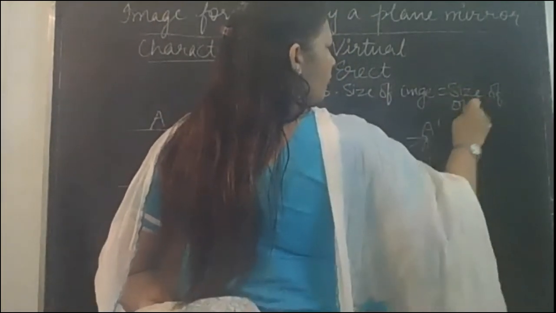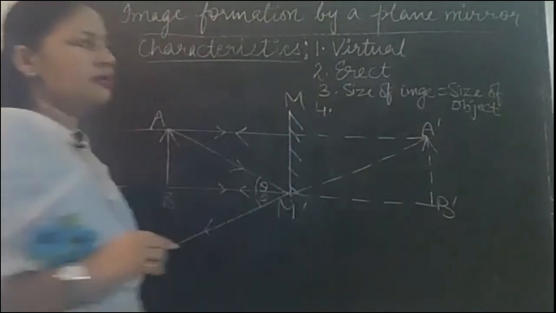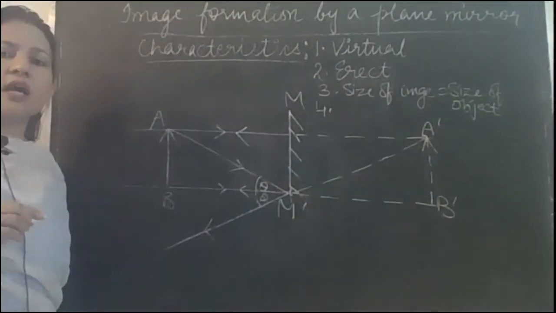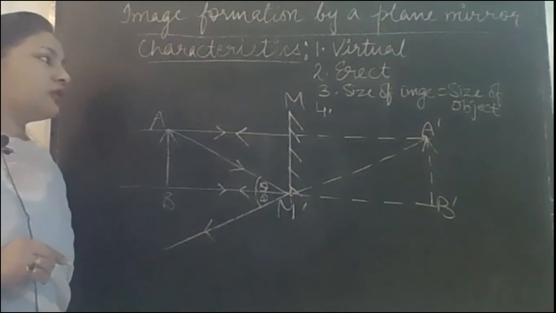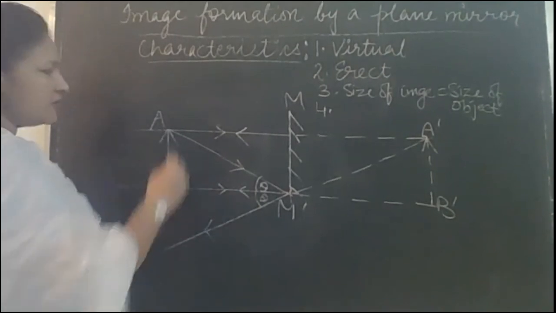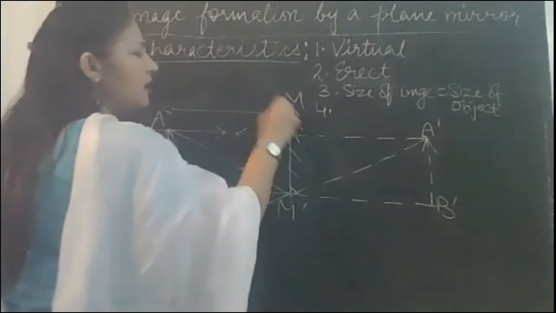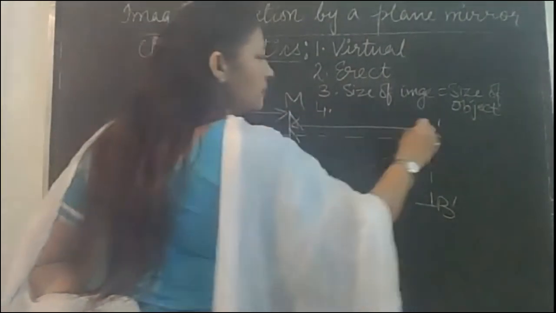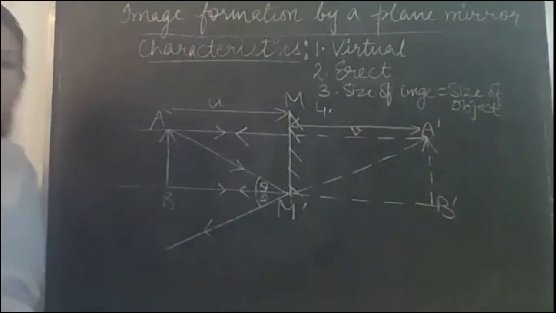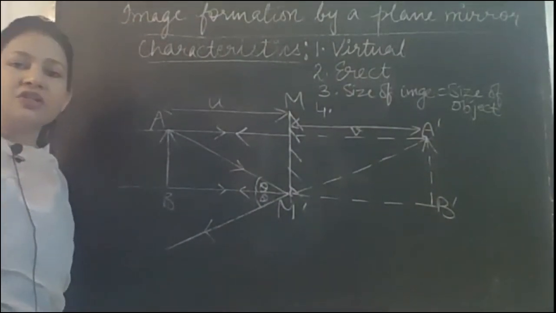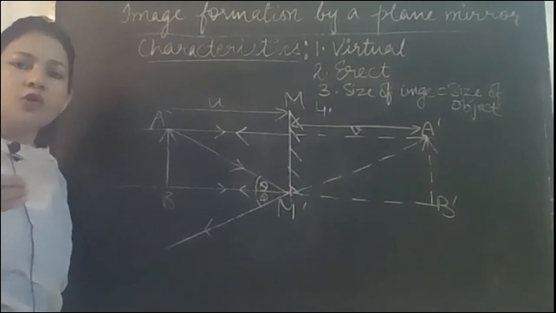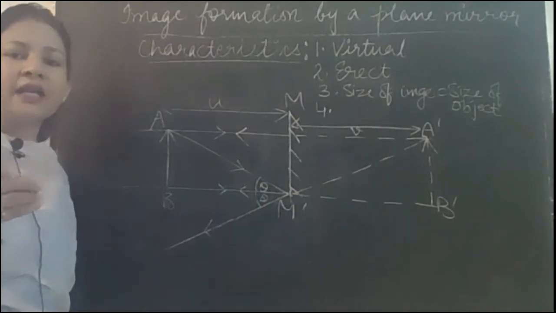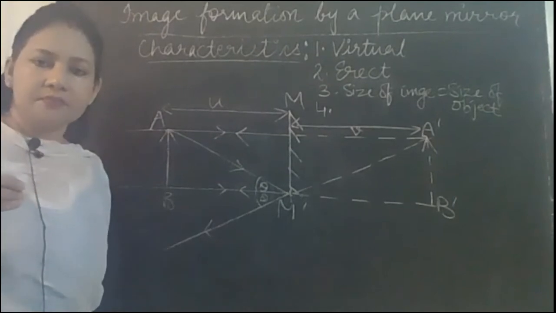Size of object. Fourth characteristic, size of image is equal to size of object. Now fourth characteristic is distance between object and mirror. This distance u is always equal to distance between image and mirror v. Object distance is equal to image distance. And you also notice this point when you are standing in front of a plane mirror.